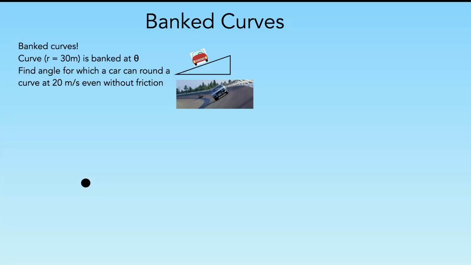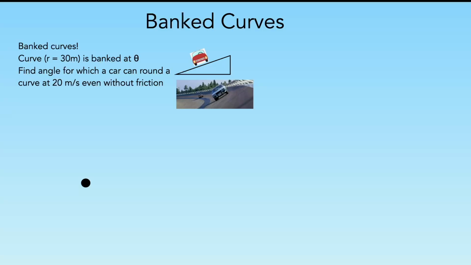Banked curves are a little different from other uniform circular motion. And they're also different from inclined planes in a way. When we broke down inclined planes, we chose the frame of reference so that one of the axes was in the direction of the acceleration, which was down the ramp. Well, in banked curves, the car is not sliding down a ramp or up a ramp, right? The acceleration is towards the center of the arc that it's driving on, so it's actually going to be horizontal.